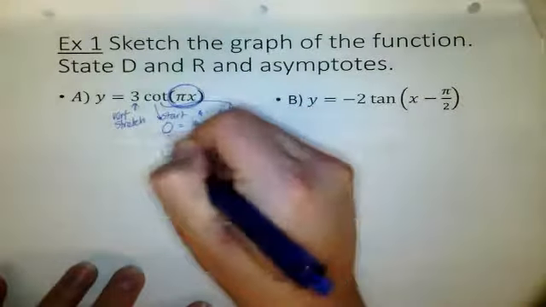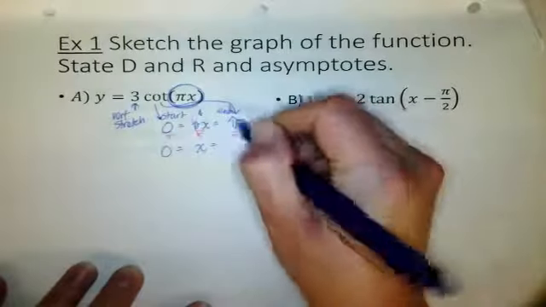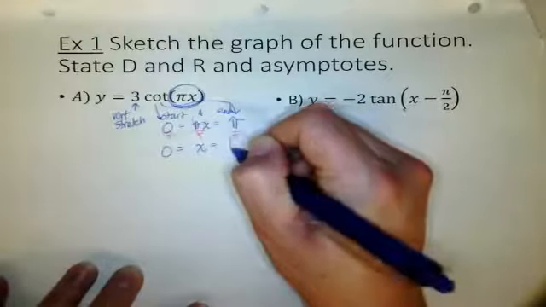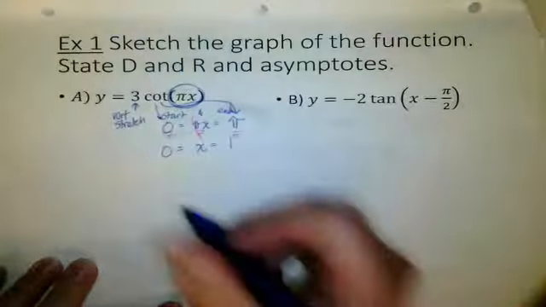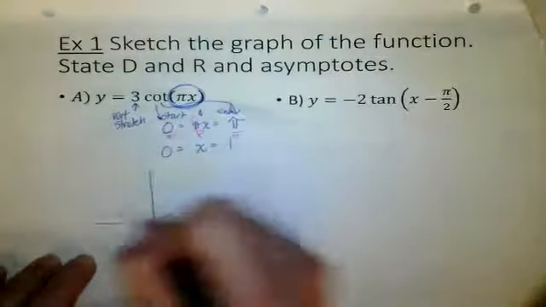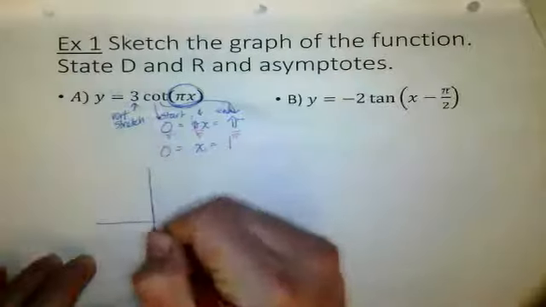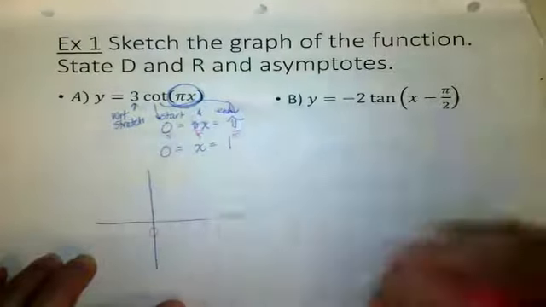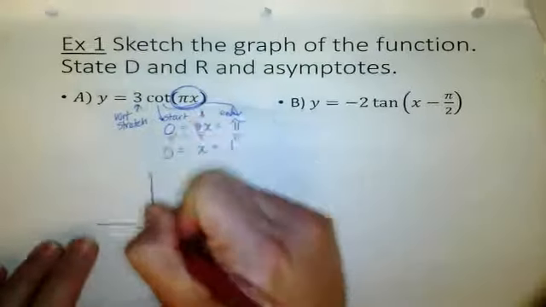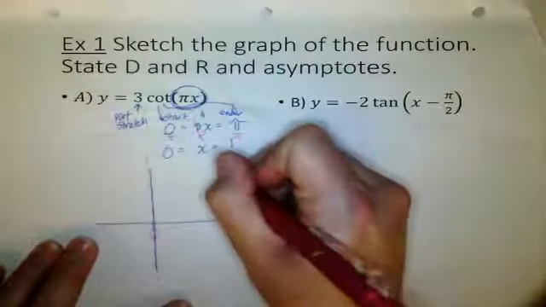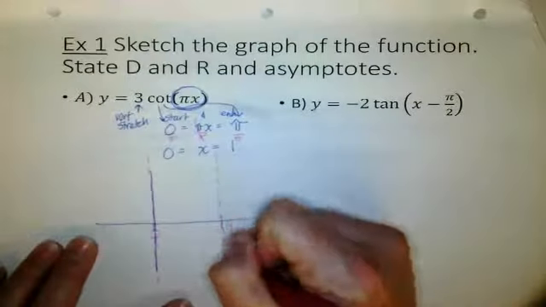And so 0 divided by anything is 0, and pi divided by pi is 1. That's very interesting. So we are now getting asymptotes at 0 on the x-axis and 1. So there's a vertical asymptote at 0 and a vertical asymptote at 1.